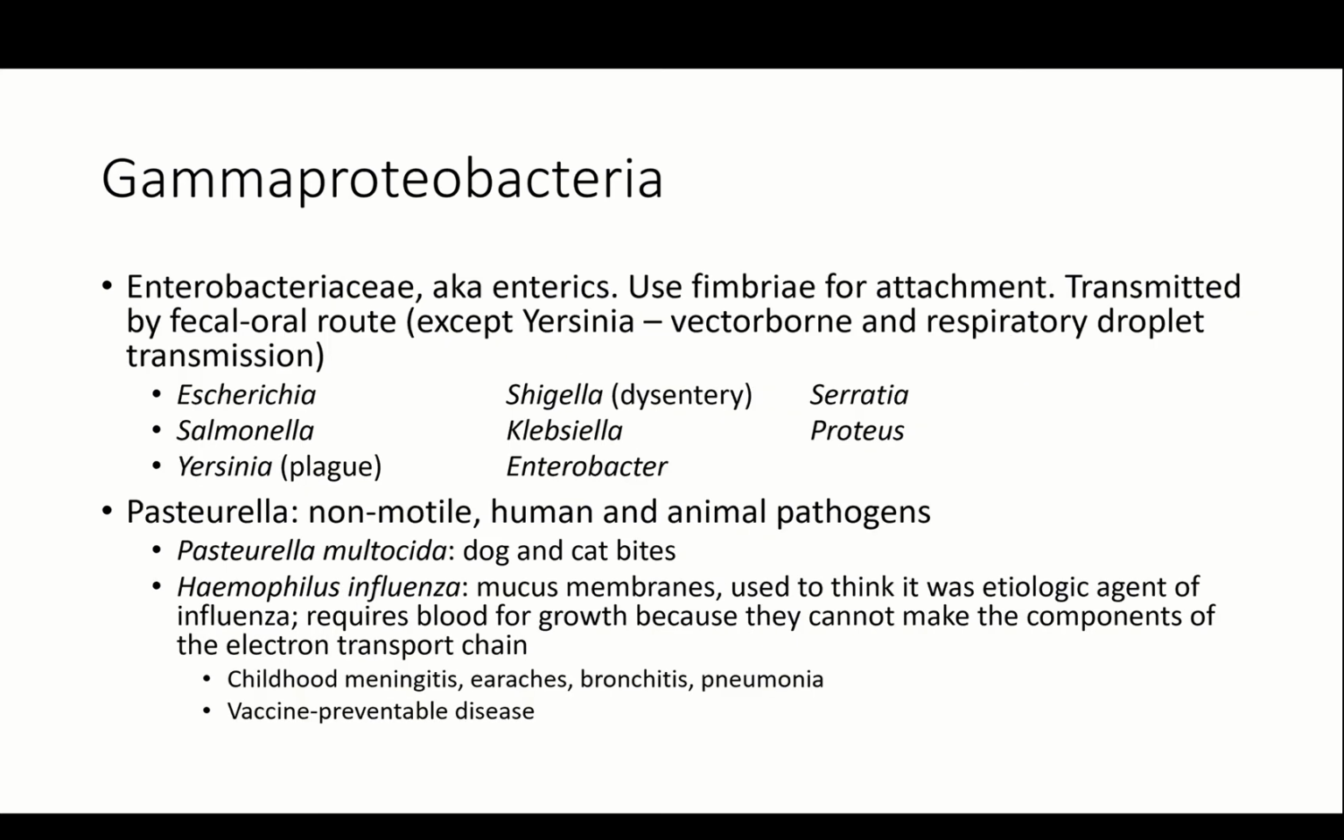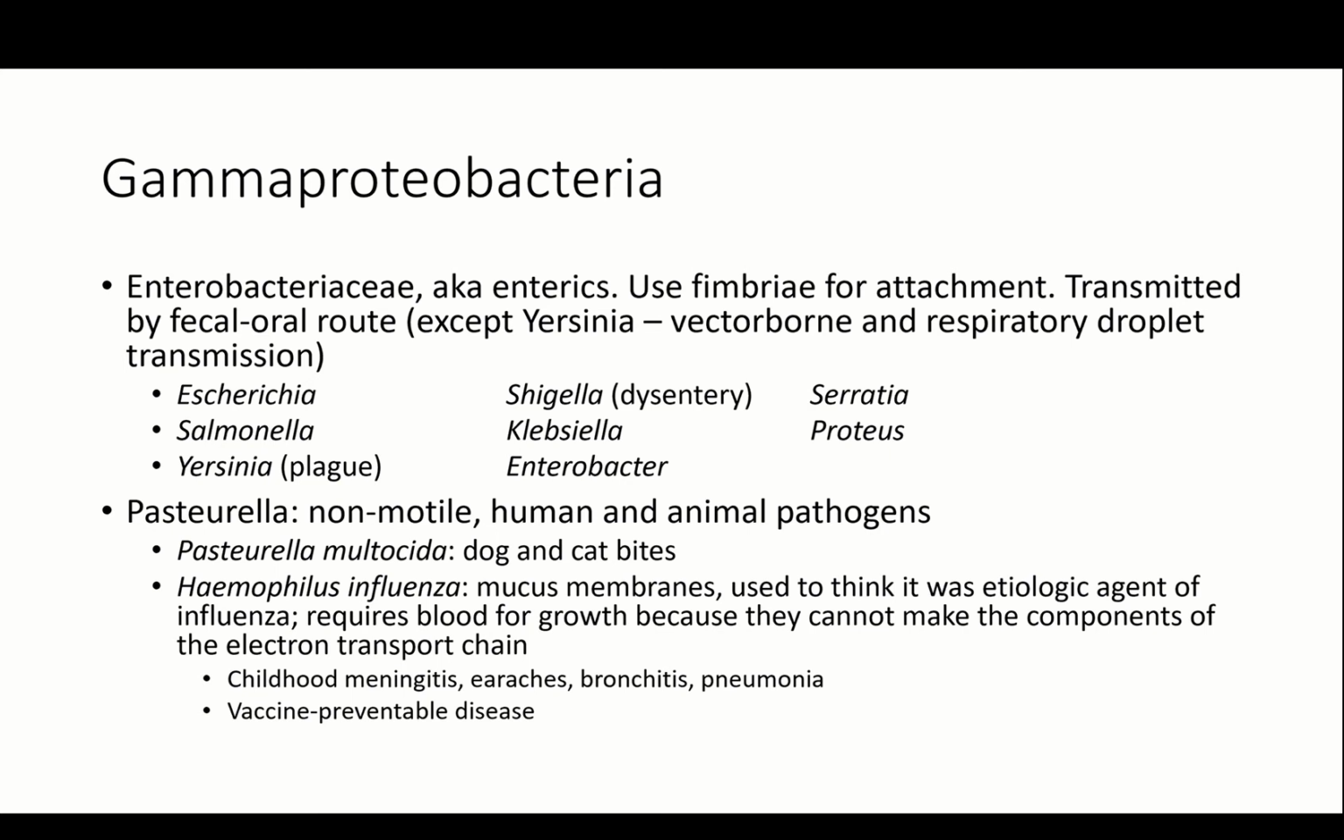A very important family within the gamma proteobacteria that I do want you to know is the Enterobacteriaceae. It's the only family I really need you to know, and they're called the enterics. You'll notice that you know many of these organisms already. They use fimbriae to attach to mucosal linings and then cause infection. They're transmitted usually by a fecal-oral route.